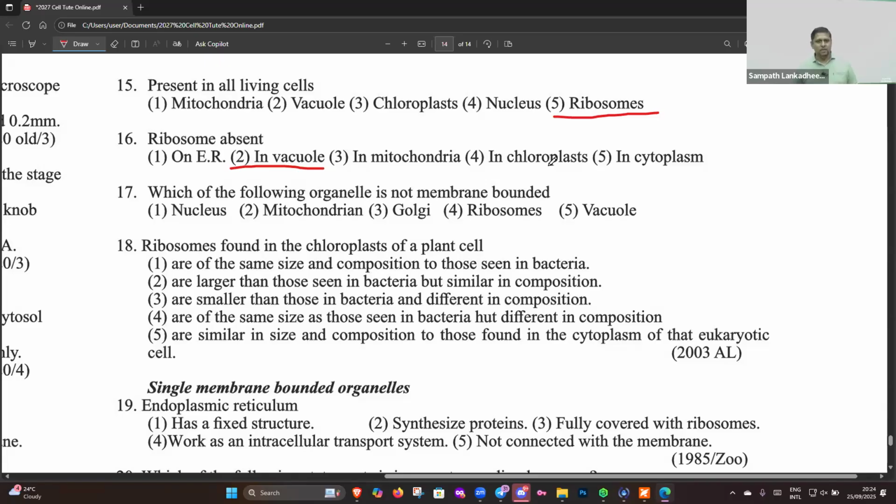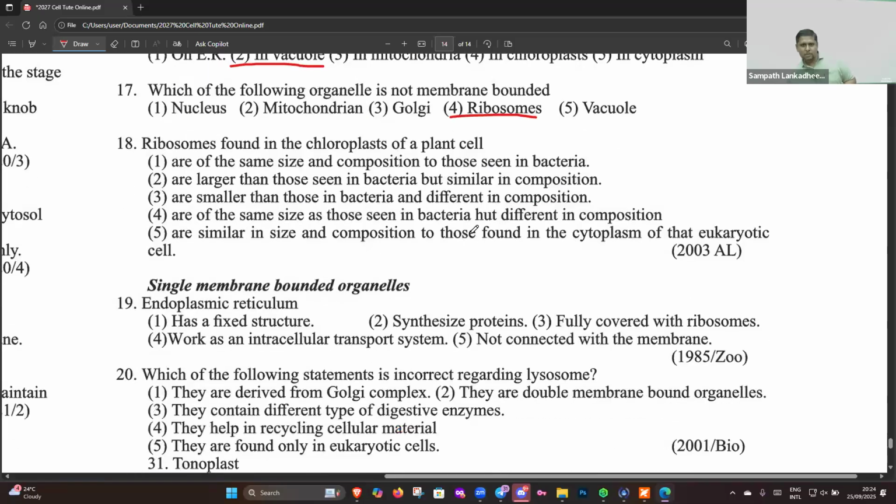Question number 17. Which of the following organelles is not membrane bounded? Nucleus, mitochondria, Golgi, ribosomes. So we can take ribosomes once again.